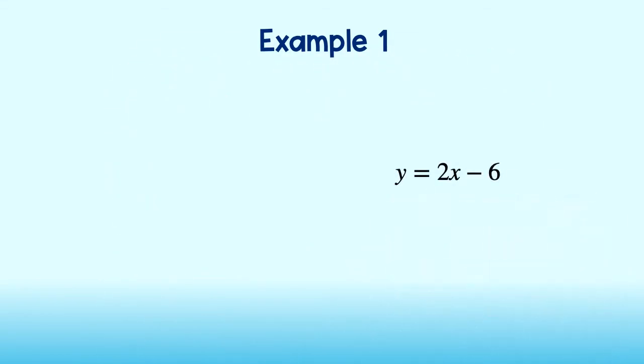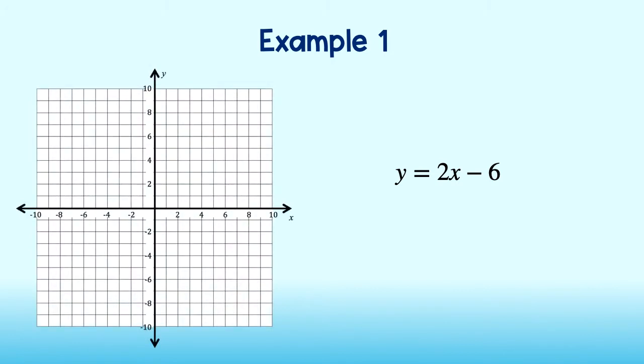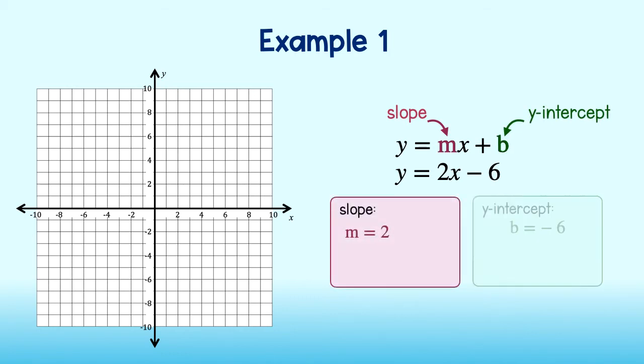Here is the equation that represents the profit Carrie will make after selling x amount of bracelets. Let's see if we can create a graph to represent the profit Carrie will make. Look at the equation. It is in slope-intercept form, where m is the slope and b is the y-intercept. In this instance, the slope is 2 and the y-intercept is -6.